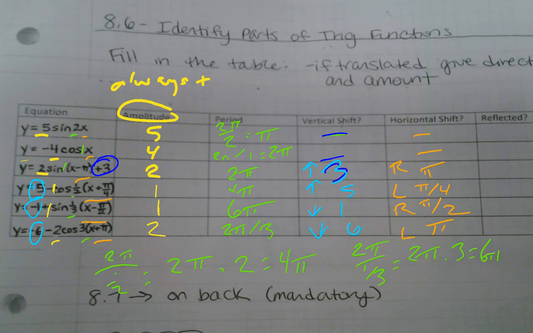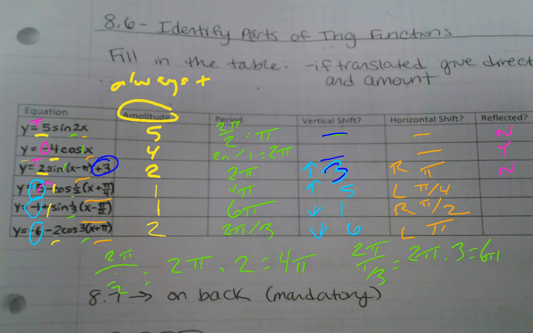Last, we're looking at whether it's been reflected. Reflected means that the coefficient of cosine or sine is negative. So in the first problem, this is a positive 5. So it is not reflected. The next one, though, is a negative 4. So it is reflected over the x-axis. The next one is a positive 2. So it is not reflected.